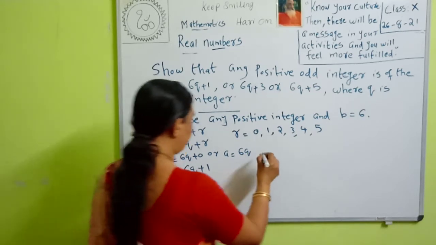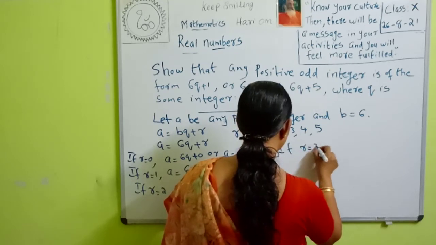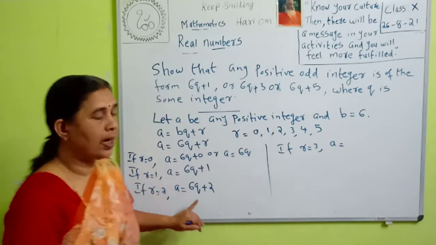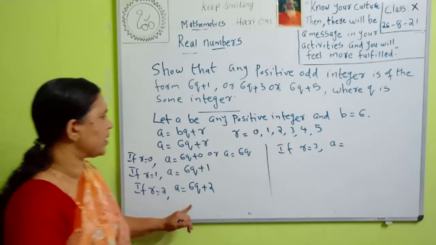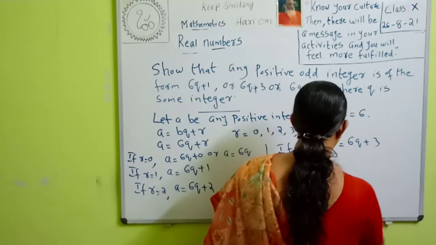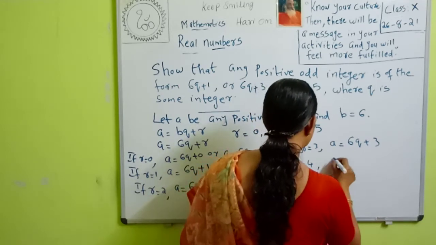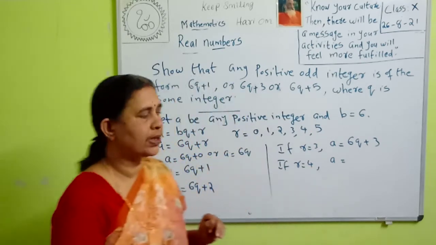Then if r is equal to 3, what is a? There we are, a is equal to bq plus r, that is 6q plus r. Then if r is equal to 3, a is equal to 6q plus 3. Then if r is equal to 4, what is a? a is equal to 6q plus 4.